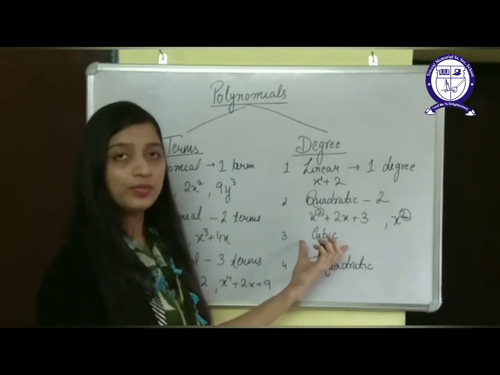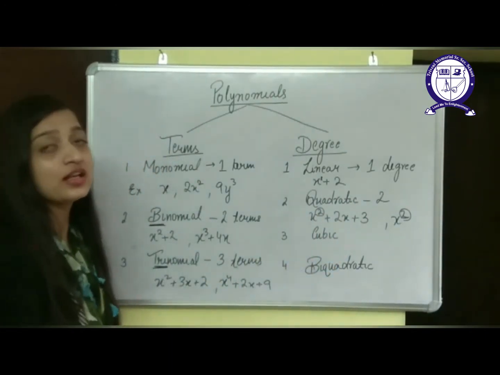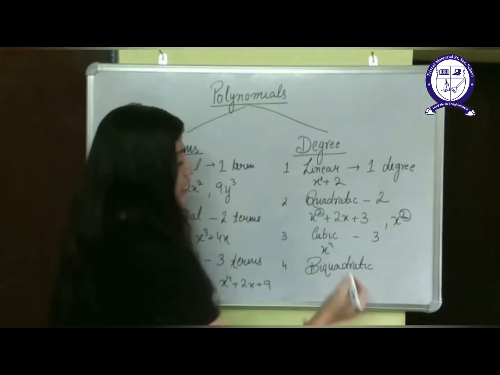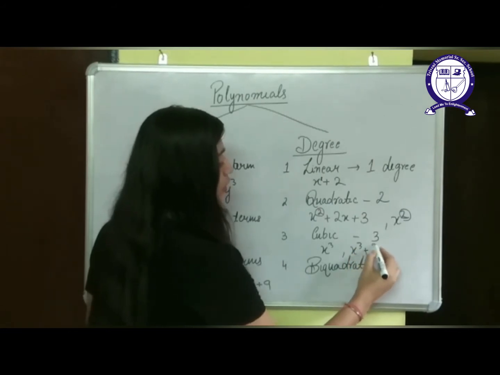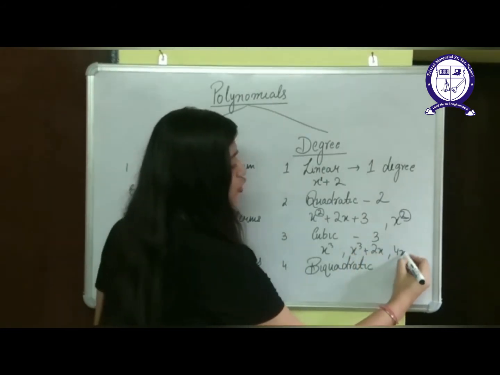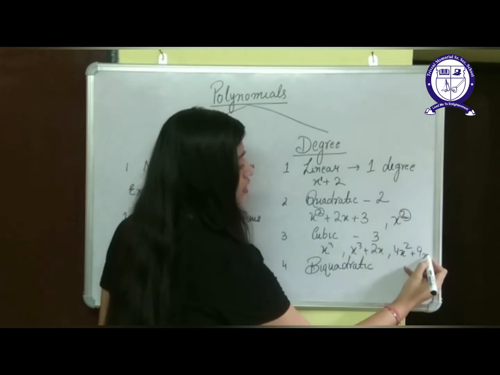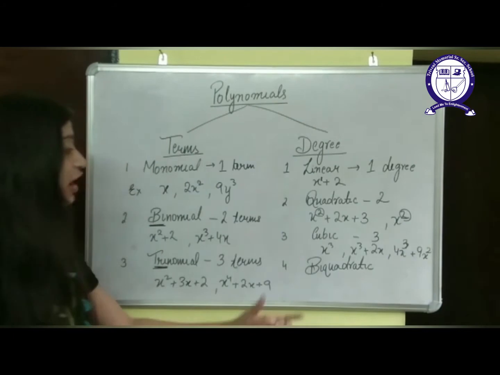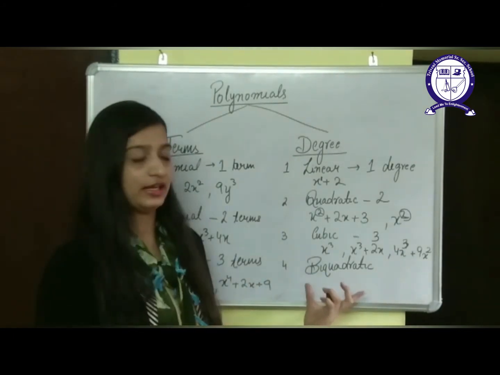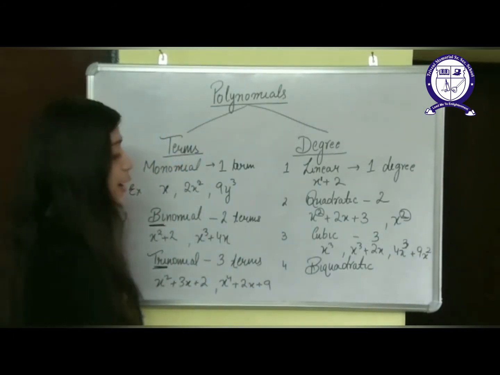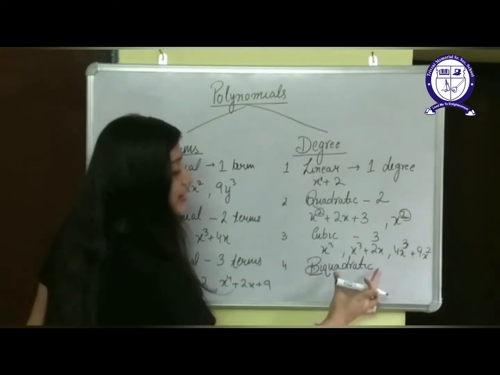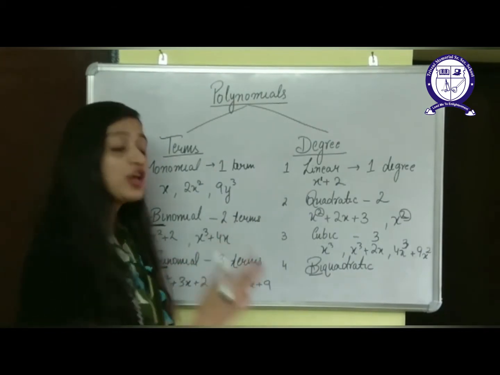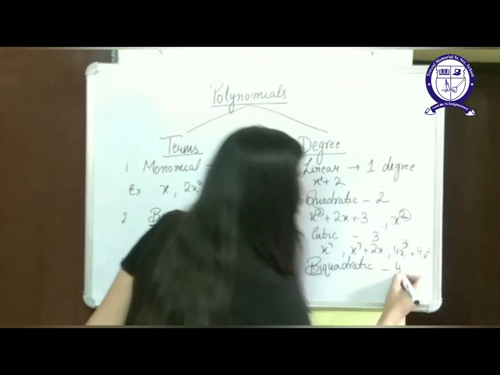Now third is a cubic polynomial. Cubic is power 3. So I can write it as x cube only or x cube plus 2x or 4x cube plus 9x square. So these are cubic polynomials. Now the fourth one is biquadratic. Biquadratic: bi means 2, and quadratic I have already told you is 2. So 2 into 2, that is 4. So it is the power 4.